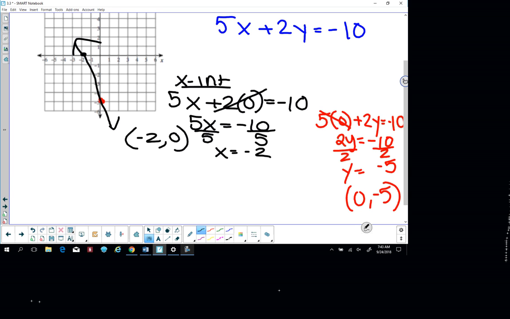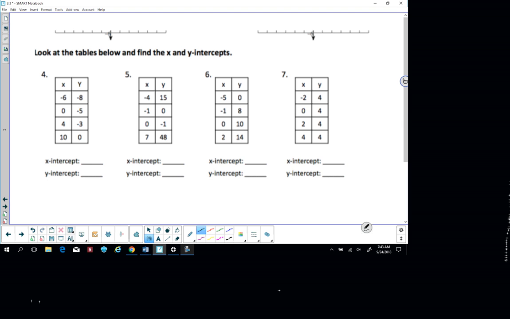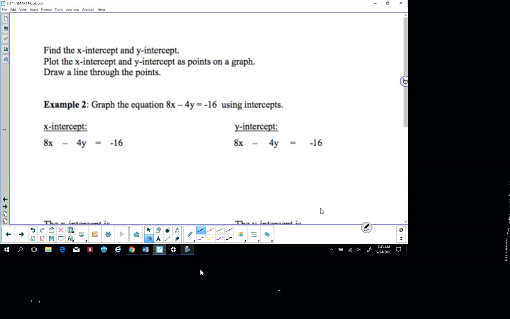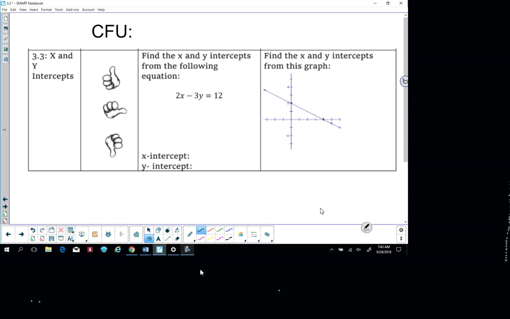Next one is your tables. So you're just finding the x and y intercept from a table. Remember, if one of them's not there, it's just none. This, you're doing what we just did. They want you to find the x-intercept, the y-intercept, and graph it, just like we just did anyways. Same with right here. And your check for understanding looks like this.